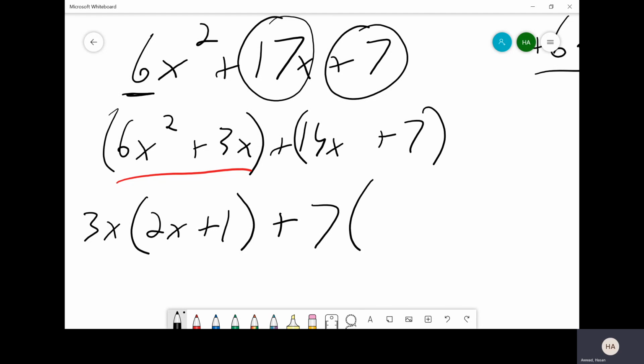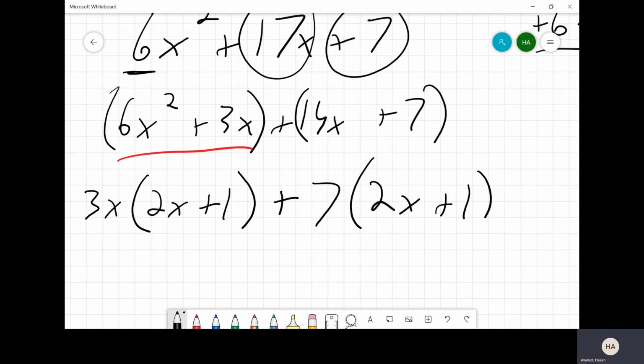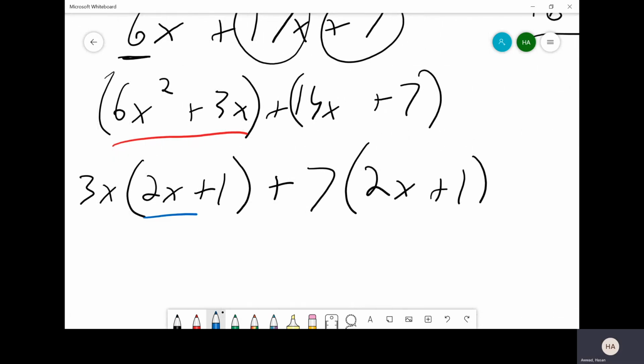And when we take 7 out, we are left with 2x plus 1, right? When you take 7 out of 7, we're left with 1. And you might realize here, oh, wait, these are matching. 2x plus 1 and 2x plus 1. Well, is that by coincidence? No, it's actually going to be one of our factors.